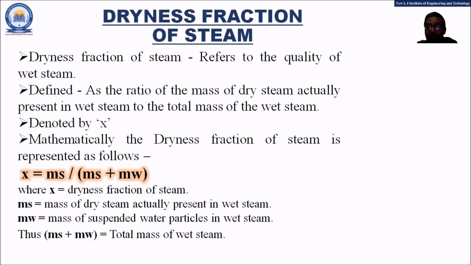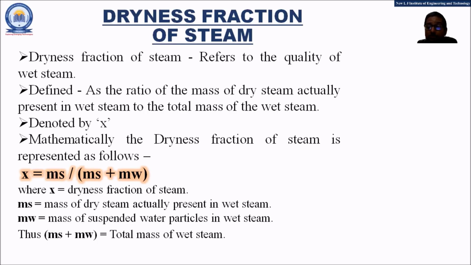Mathematically, the dryness fraction of the steam is represented as follows, that is x = ms / (ms + mw), where x stands for the dryness fraction of steam, ms stands for the mass of the dry steam actually present in the wet steam, mw is the mass of the suspended water particles present in the wet steam, and ms + mw represents the total mass of the wet steam.